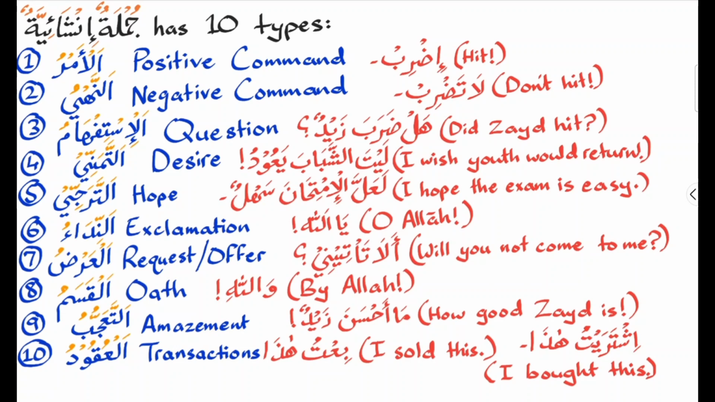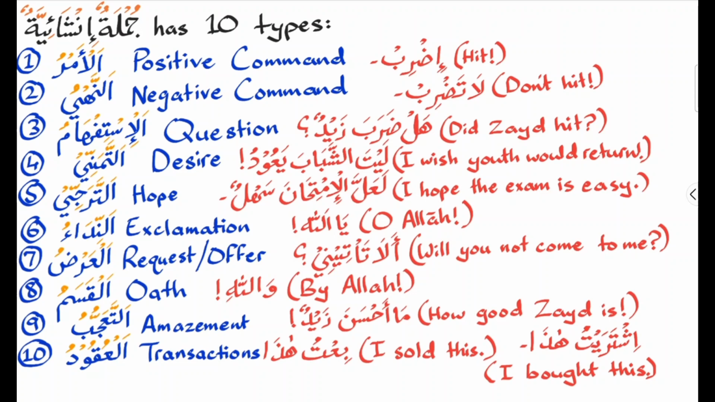Number 7 is Al-Ard, which means either request or an offer. For example, Ala ta'tini, so this is a request, saying, will you not come to me? Meaning, can you come? And number 8 is Al-Qasam, oath. For example, Wallahi, by Allah.